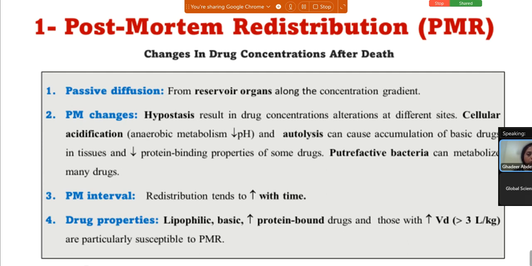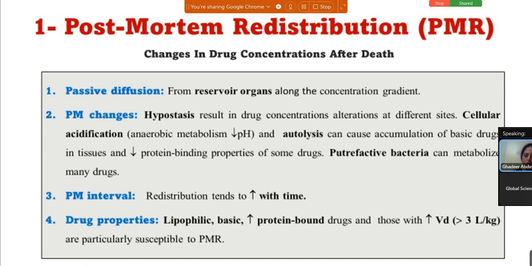The second one is the post-mortem cadaveric changes, for example, hypostasis and cellular acidification and autolysis. Actually, cellular acidification can cause accumulation of basic drugs in tissues and decrease the protein binding properties of some drugs. Also, putrescent bacteria can metabolize many drugs.